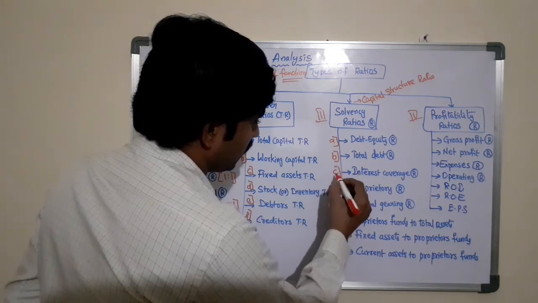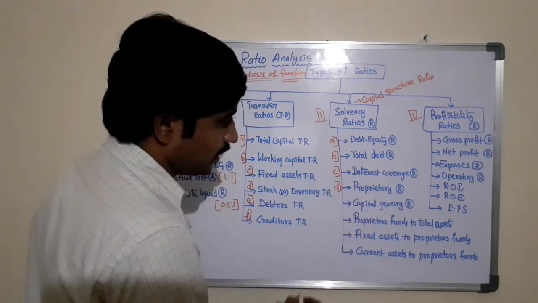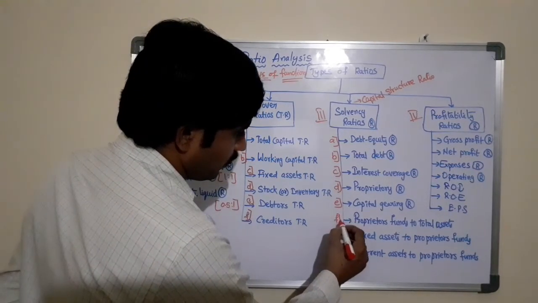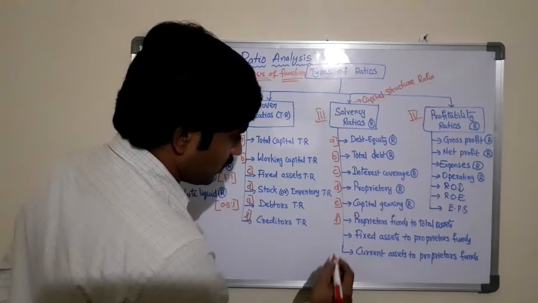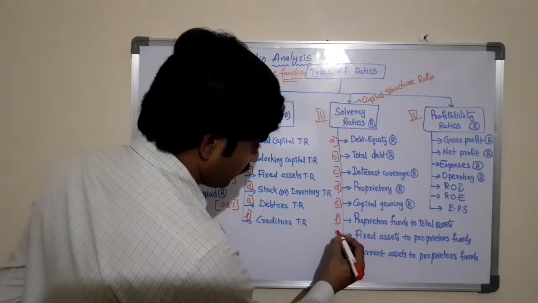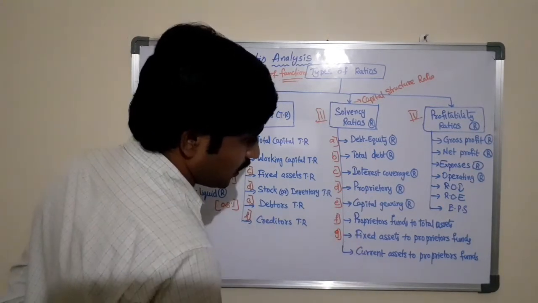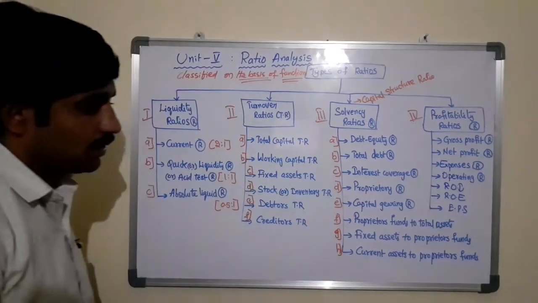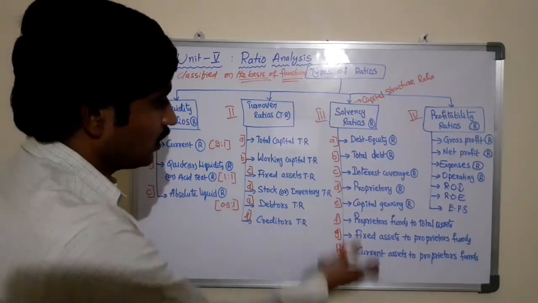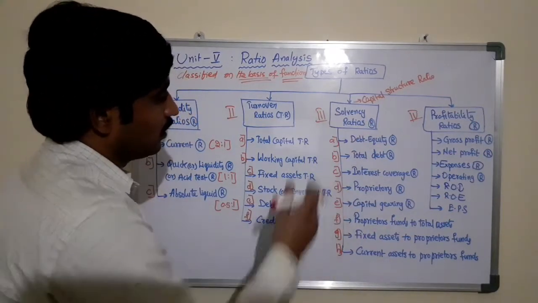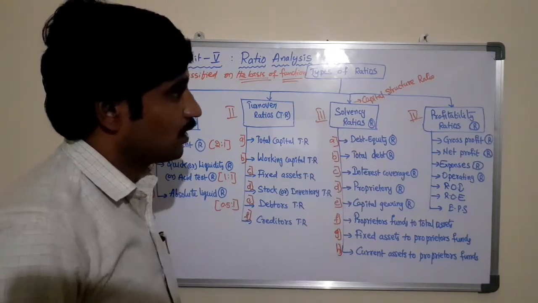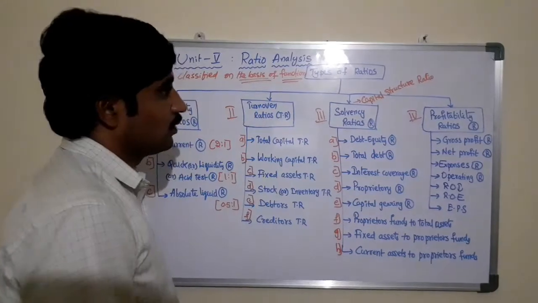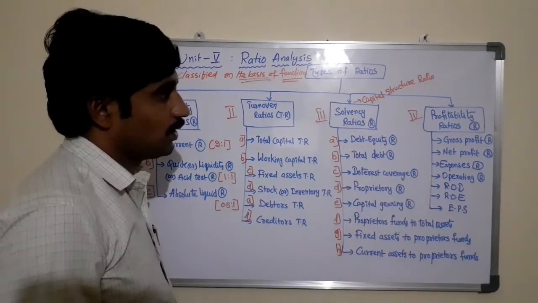ratio, interest coverage ratio, proprietary ratio, capital gearing ratio, proprietors funds to total assets, fixed assets to proprietors funds, and current assets to proprietors funds. These are the different ratios classified under solvency or capital structure ratio. And the fourth type of ratio, that is profitability ratio.